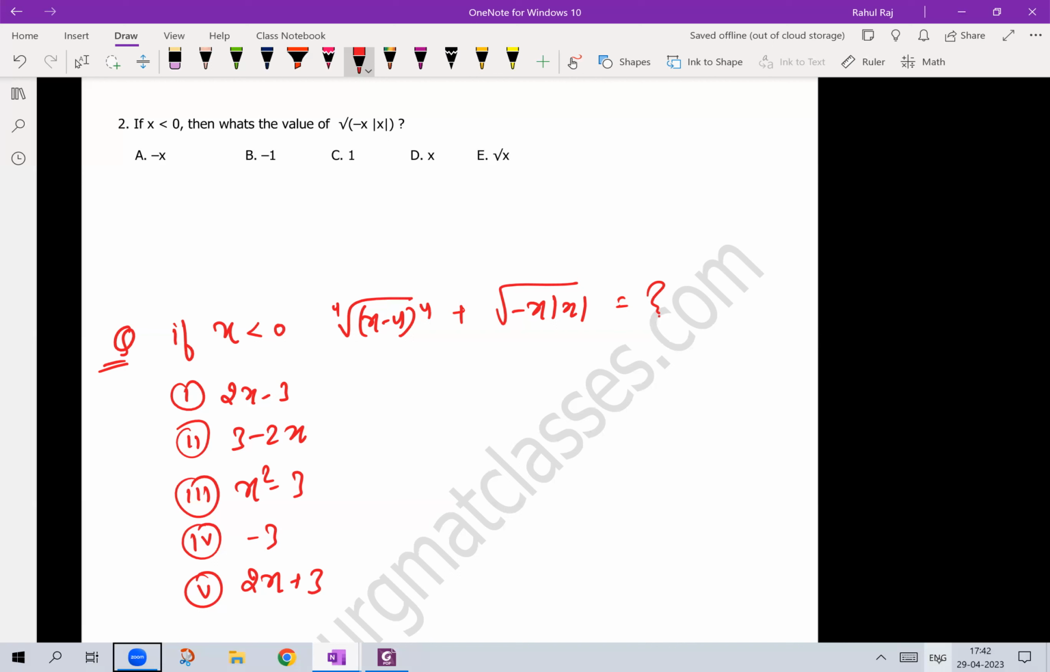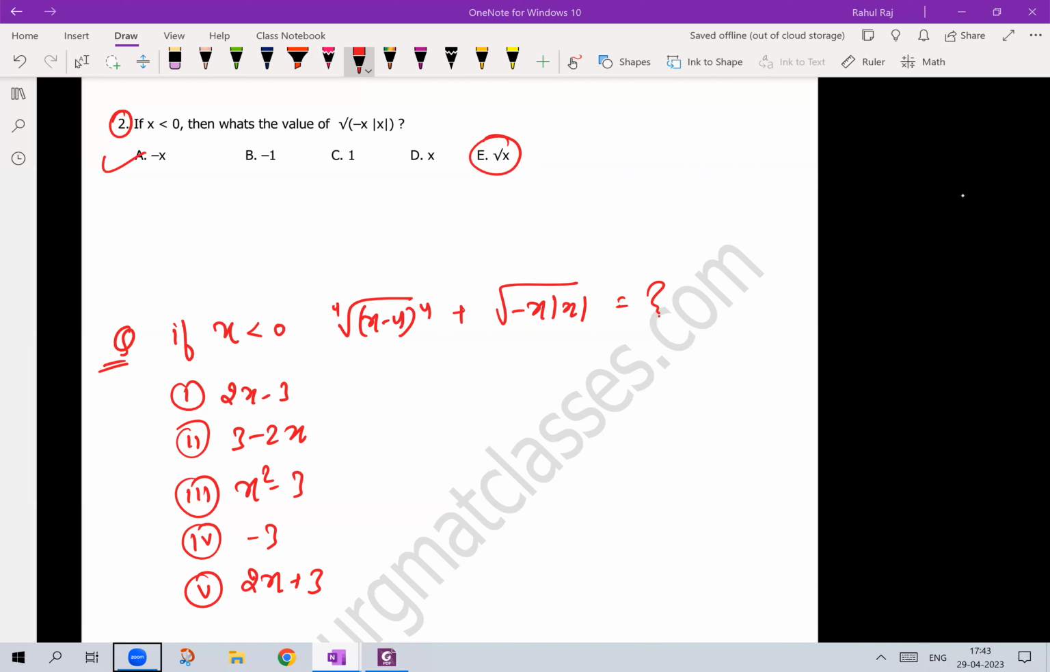What is the answer for question number 1, 2? Is it root x? No. Anyone else? Is it negative x? Okay, good. Yeah. Anyone else got the answer? Kashish, Manan, Priti? Manan, okay.